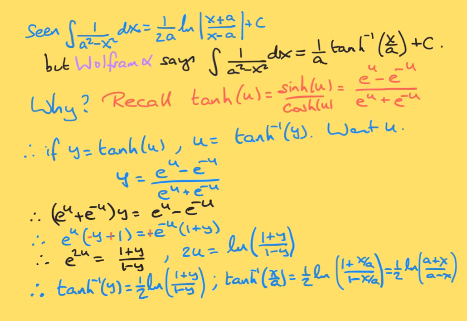So the numerator becomes a plus x and the denominator becomes a minus x. So that is our answer for the inverse tangent function. And you can see that it's very similar to this. There's a 1 over a here in our result, or Wolfram Alpha's result for the integral. The 1 over a times the 2 here would give us a 1 over 2a.